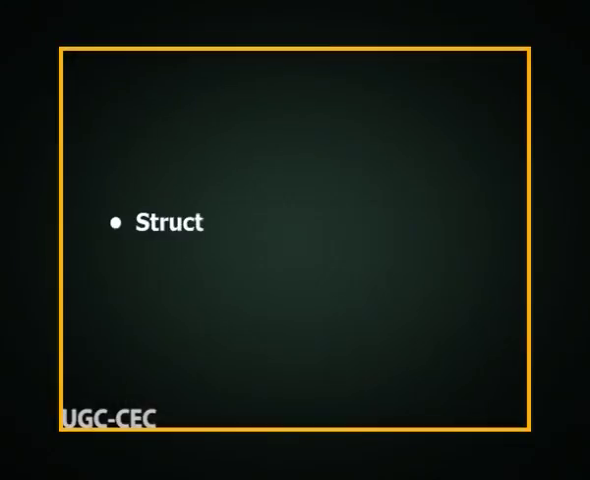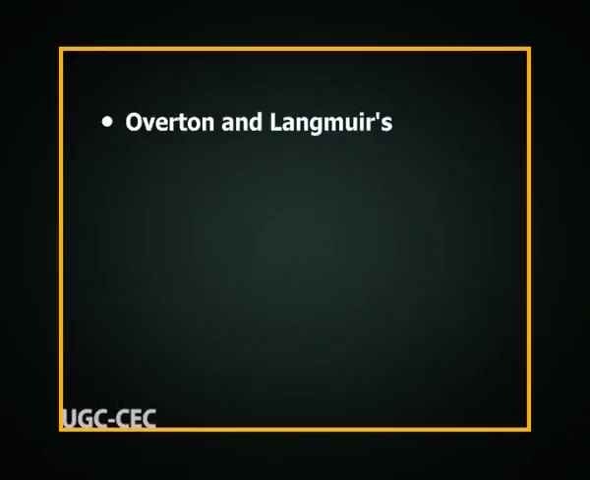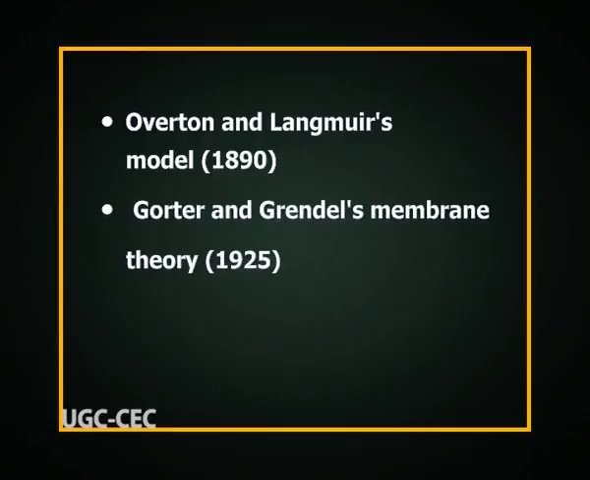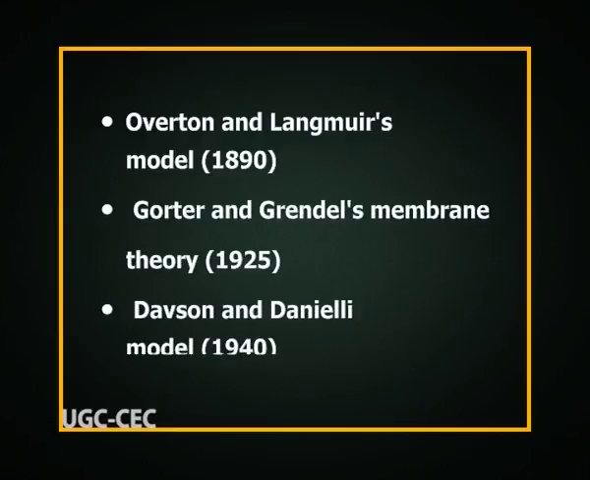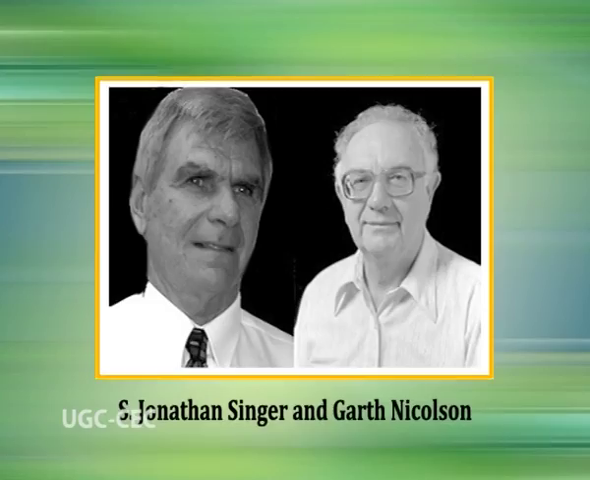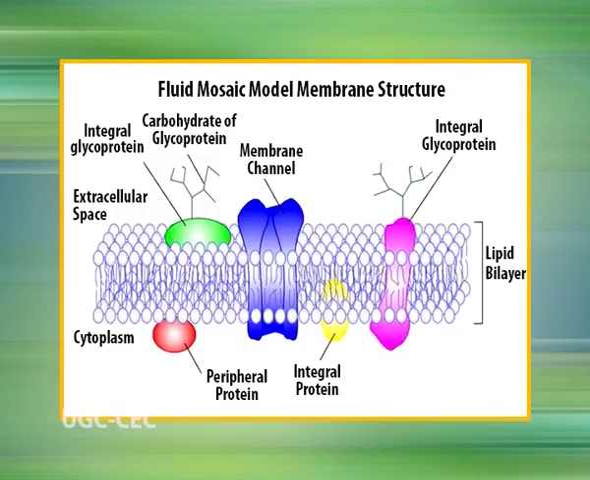Now let's talk about the structure of the plasma membrane. Various models have been proposed from time to time to describe the structure of the plasma membrane, like Overton and Langmuir's model 1890, Gorter and Grendel's membrane theory 1925, and Dawson and Danielli's model 1940. But nowadays the consensual model to depict the membrane structure and function is the one proposed by S. Jonathan Singer and Garth Nicolson, known as the fluid mosaic model, which is the dominant model so far.